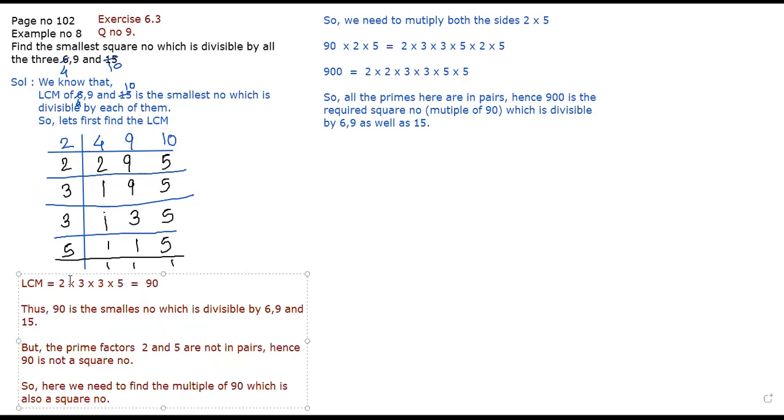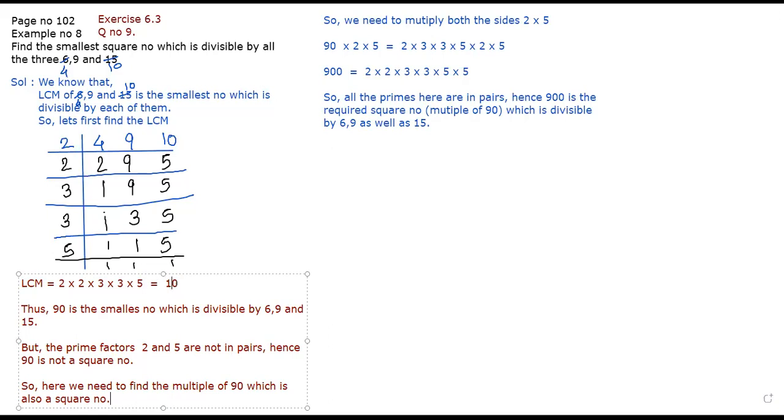LCM would be what? 2 into 2 into 2 into 3 into 3 into 5 is equal to 180. But is 180 a square number?